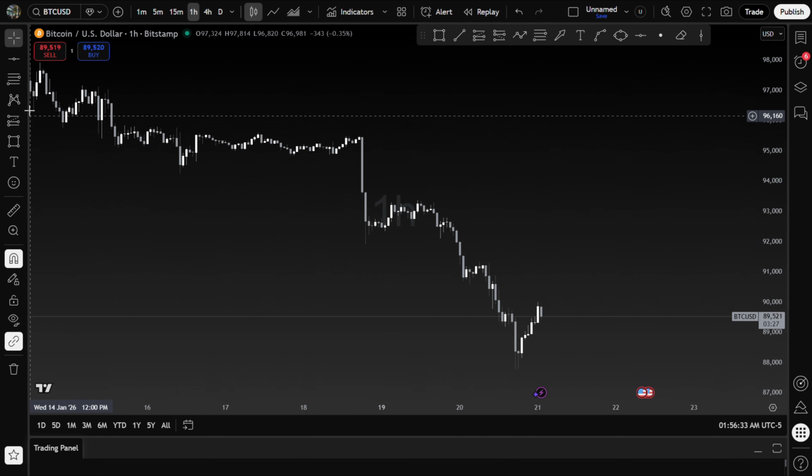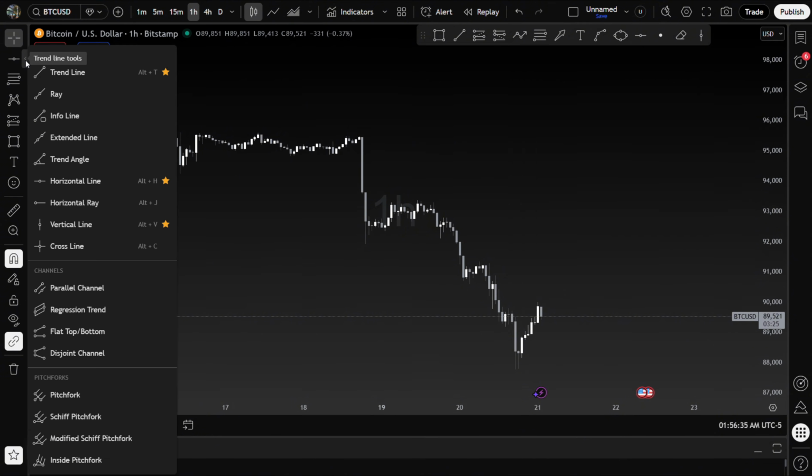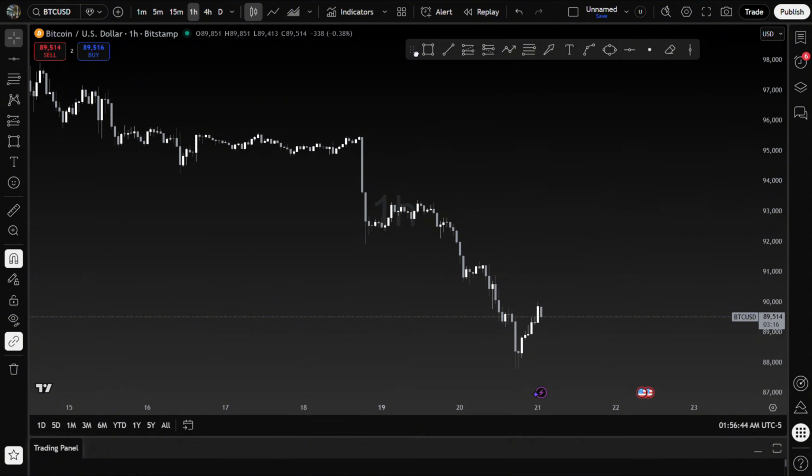To favorite a tool, go to a tool you would like to favorite and click this star button, and a bar will pop up at the top of the screen with all your favorites in this section. So here are my favorites. I have the rectangle tool, the trend line, some long and short positions and the arrows, and a few other things to just help me analyze and chart out what I need to chart out.